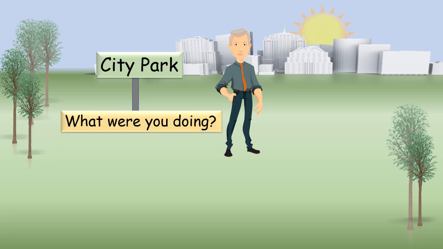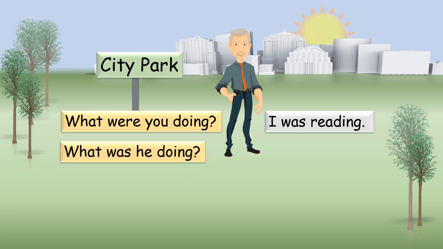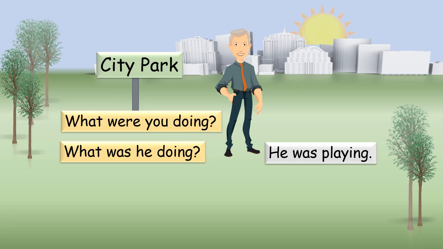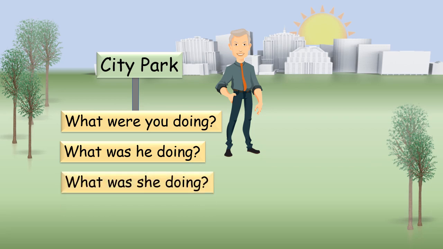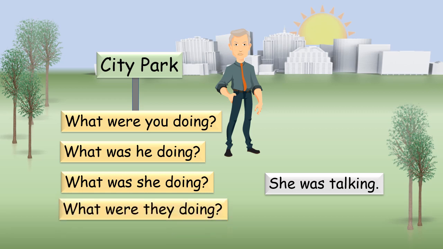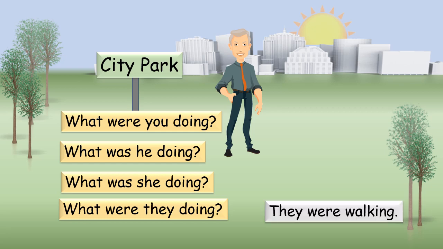Past continuous. What were you doing? I was reading. What was he doing? He was playing. What was she doing? She was talking. What were they doing? They were walking.